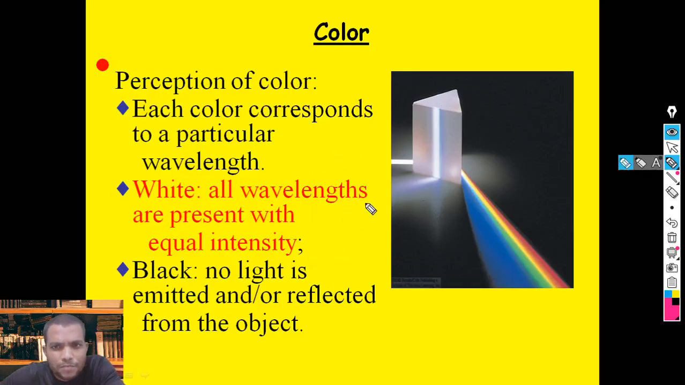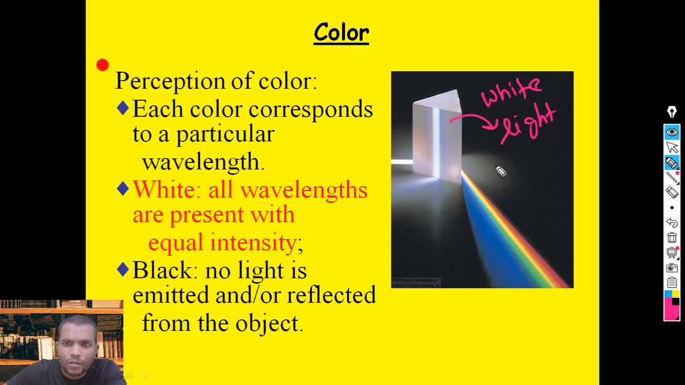From the earlier concept of dispersion, we understood that a prism disperses white light into 7 constituent colors. So from that concept we understood that white light consists of 7 colors.